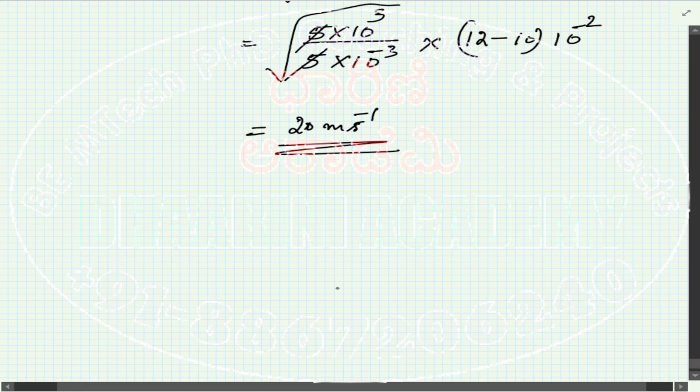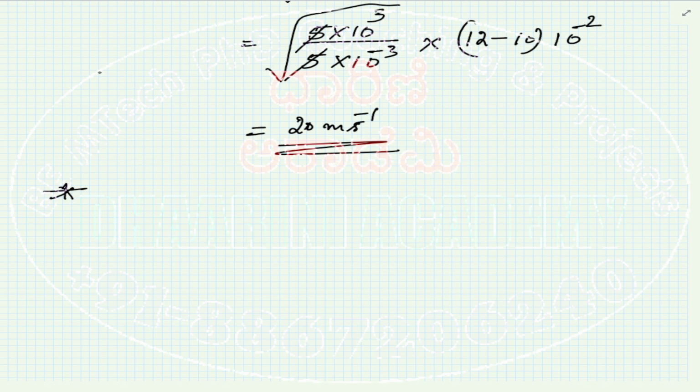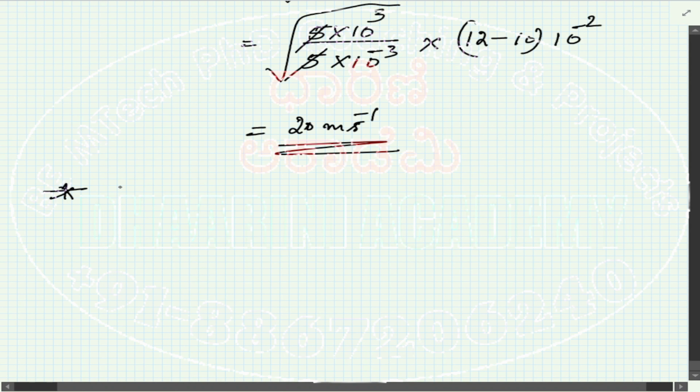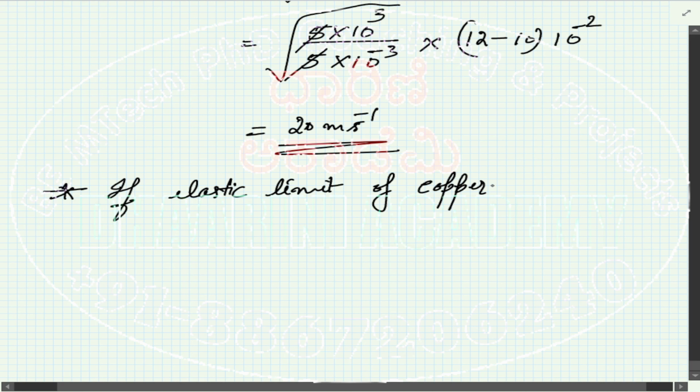Alright, this is the next question. If the elastic limit of copper is 1.5 into 10 to the power 8 Newton per meter square, calculate the minimum diameter.